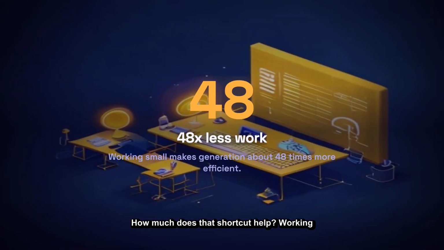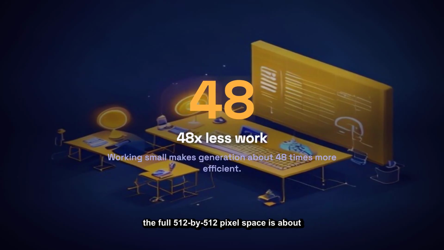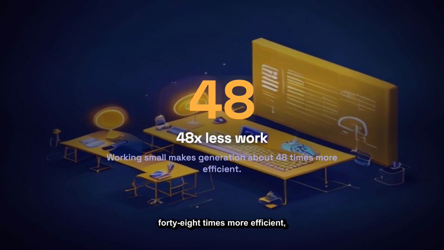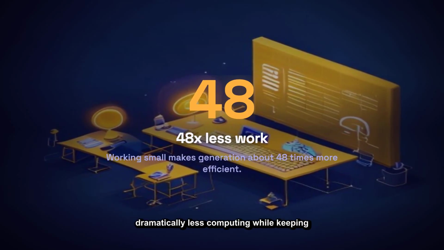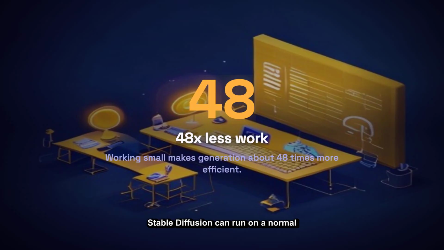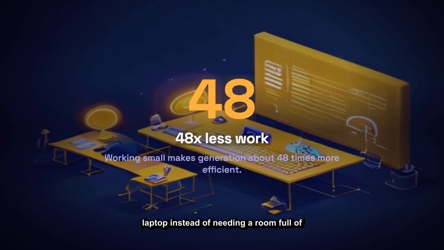How much does that shortcut help? Working in a tiny 64 by 64 latent space, instead of the full 512 by 512 pixel space, is about 48 times more efficient, dramatically less computing while keeping the quality. That single trick is why stable diffusion can run on a normal laptop, instead of needing a room full of supercomputers.